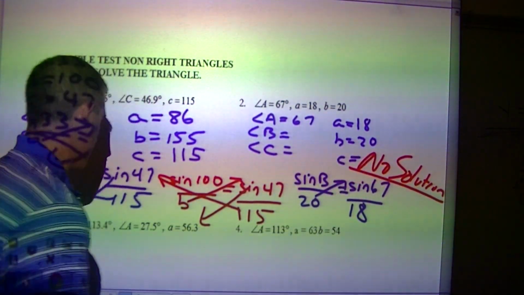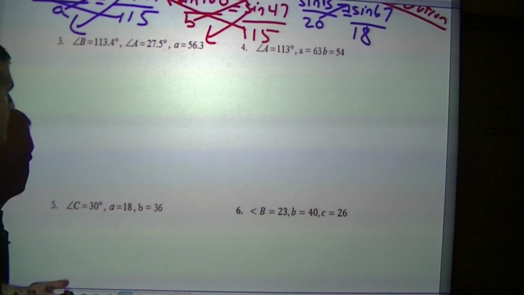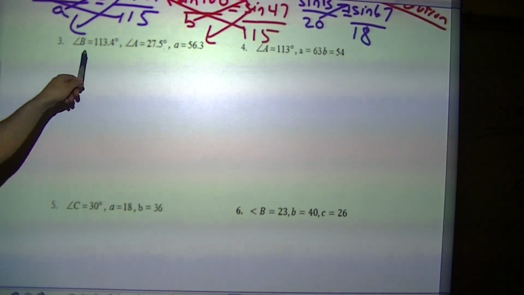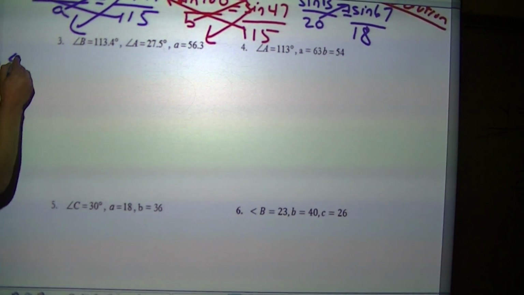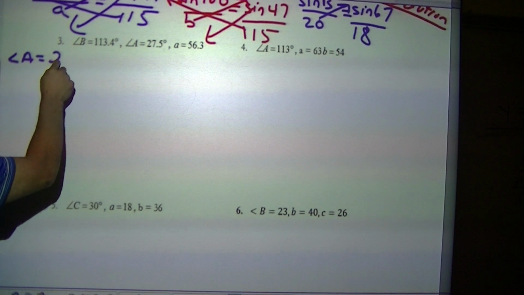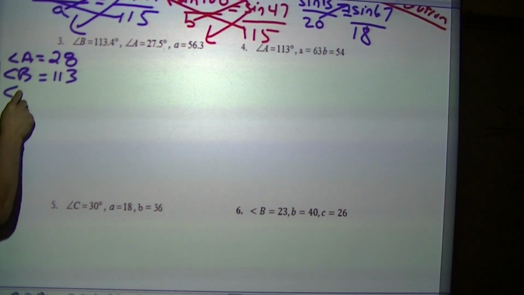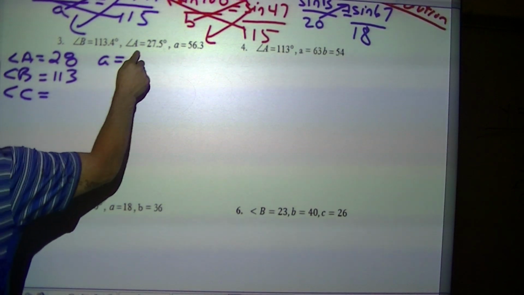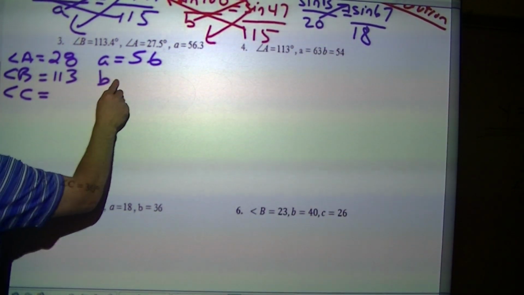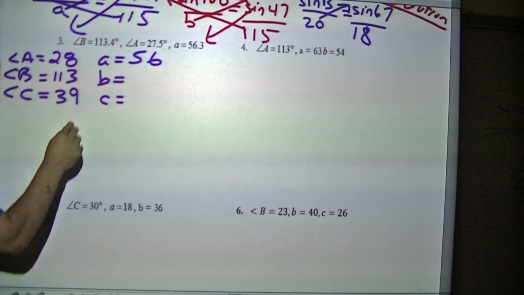All right, moving down here to part number 3. Once again, this is going to be regular law of sines. The reason is because I have two angles. Angle A, I'm going to round that to 28. Angle B, I'm going to round that to 113. Need to get C. I've got A, 56. That's going to add up to about 141, which makes angle C 39.